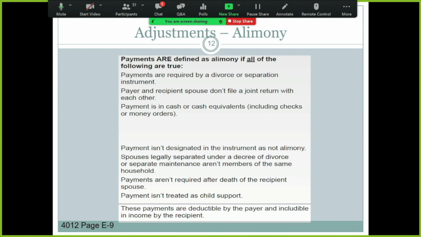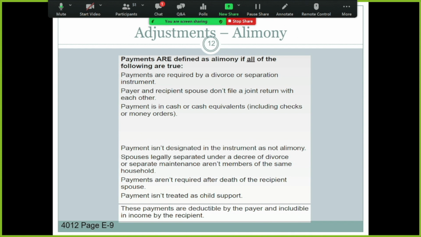Another adjustment that we'd like to talk about is alimony. Typically, Texas does not have alimony, but we have a lot of taxpayers that have come from other states. And you may run into this at a VITA site. But payments are defined as alimony if all of the following are true. Payments are required by a divorce or separation instrument.